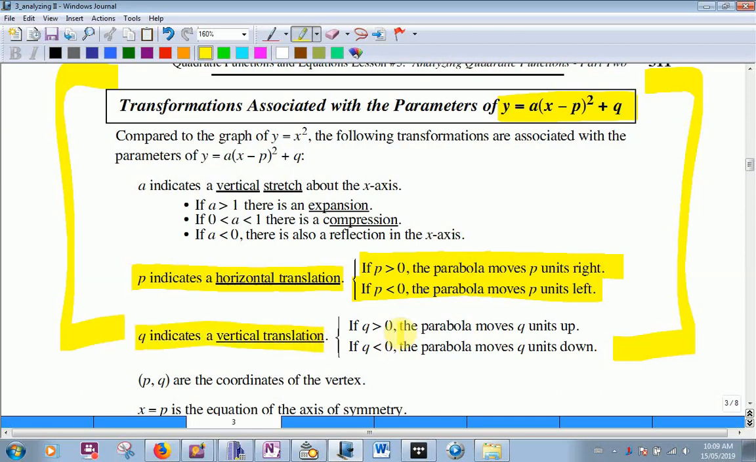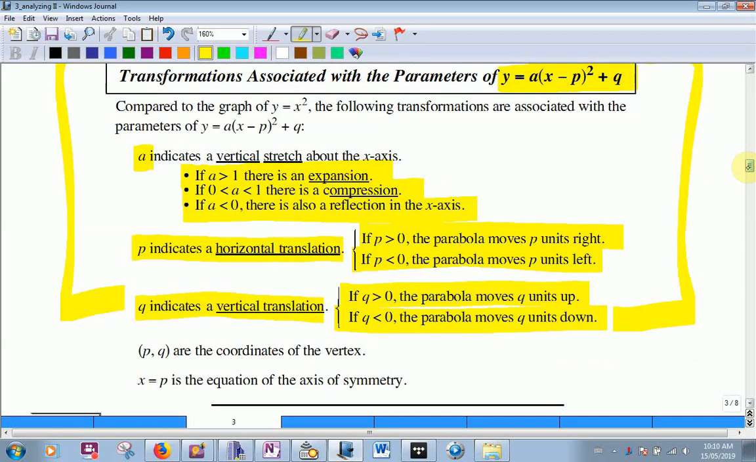Q is the easy one. If it's positive, it's up. If it's negative, it's down. And what we got today, there's a couple of options for A. First of all, if it's negative, it reflects it in the x-axis. And if it's greater than 1, it's an expansion vertically. And if it is between 0 and 1, it's a compression. Think of the word fraction, but again, there's some fractions that aren't between 0 and 1. But if you want to think fraction, that should work.